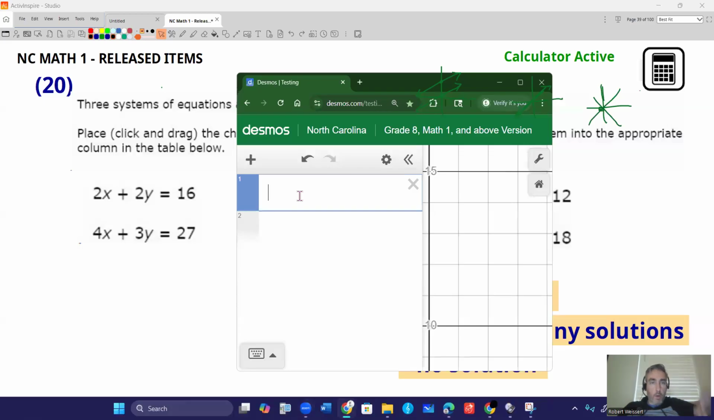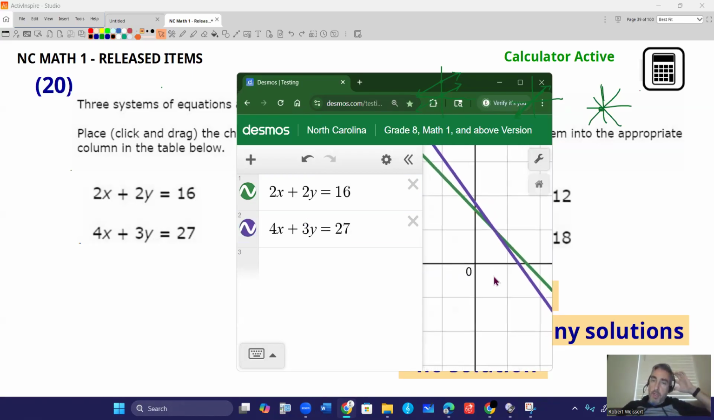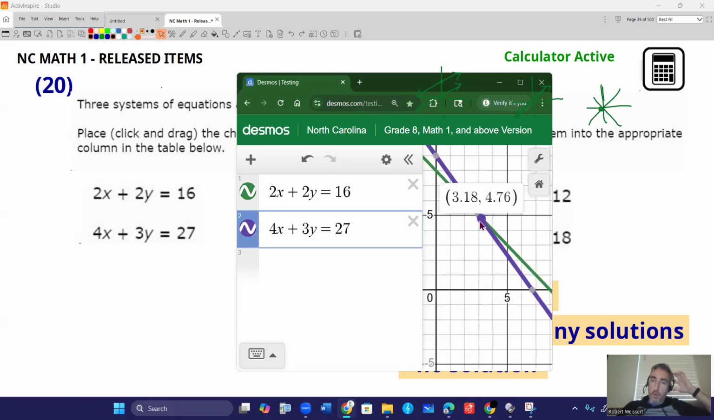So let's resume recording. I got these two equations here. We'll do that first. 2x plus 2y equals 16. And we do not have to get it solved for y to be able to graph these. So we'll put it in standard form. 4x plus 3y equals 27. And if you look at this graph, it's pretty easy to tell they cross exactly one time. So that's going to be one solution.